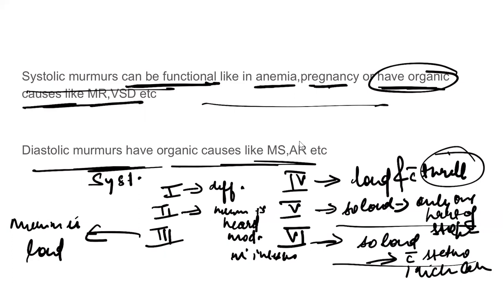But if the murmur is above grade 4, that is, a thrill is present in a systolic murmur, then it is almost always organic.